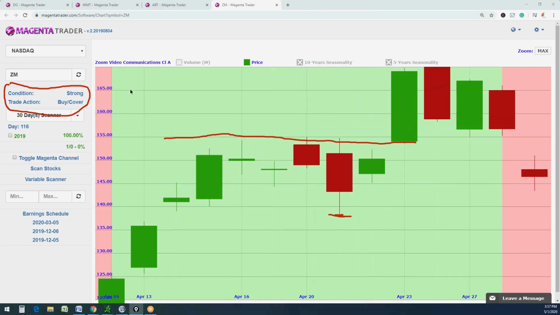But notice what Magenta was suggesting on that day. Said, yeah, it might not be a good idea to buy this. Let's not chase this stock. And what ended up happening was we had a red candle the very next day. It said place your stop. At the morning of the next day, it would have stopped you out.